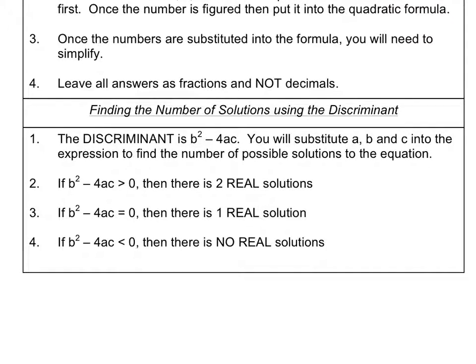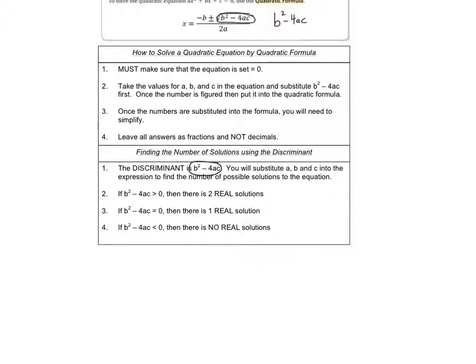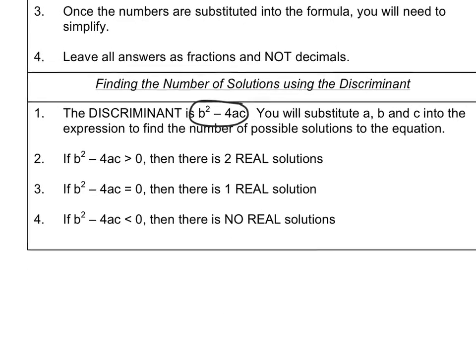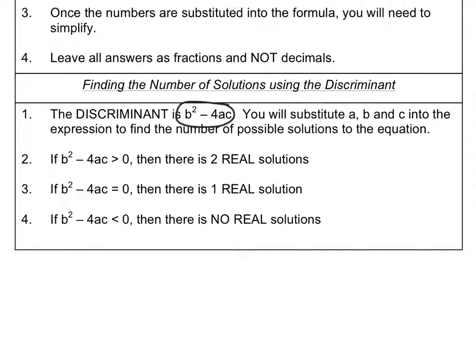So, in this video, what we're going to be looking at is how to determine how many solutions you have. It says here, finding the number of solutions using the discriminant. The discriminant, again, is b squared minus 4ac. You're going to substitute a, b, and c into the expression to find a number, and then that number is going to tell us the number of possible solutions.